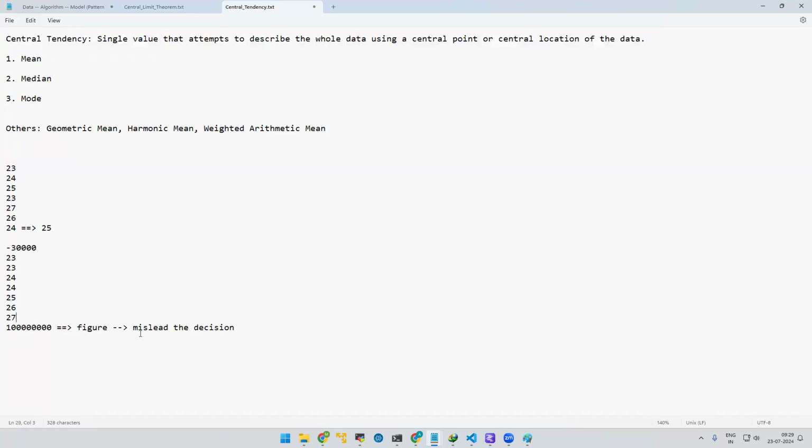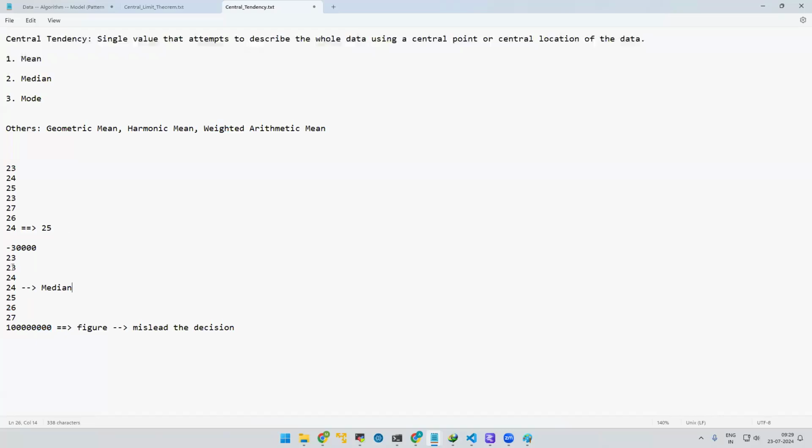Now, what is the middle value of this? 1, 2, 3, 4, 5, 6, 7, 8, 9. So what could be the middle value? 24. 24, right? So 24 is going to be the median.